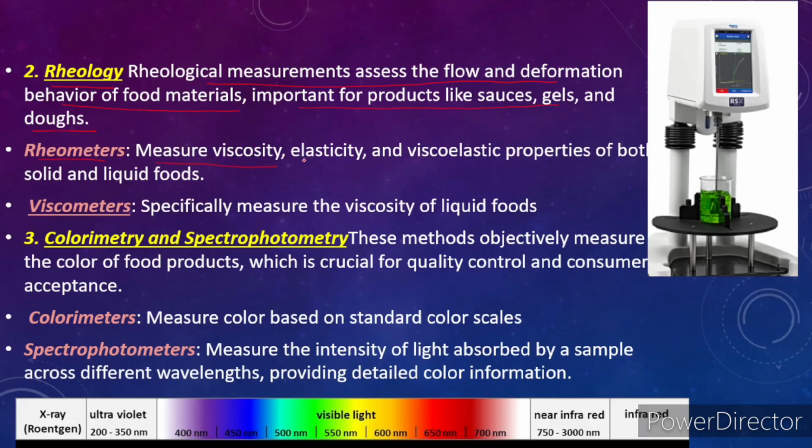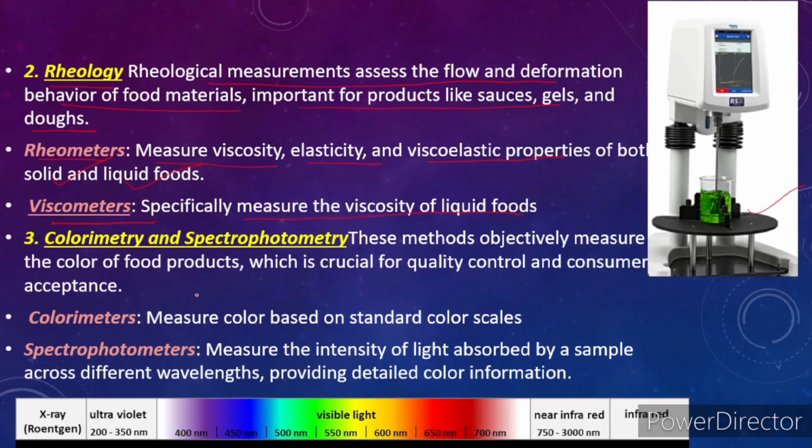Rheometers measure the viscosity, elasticity and viscoelastic properties of both solid and liquid foods. What is viscosity? Viscosity is a measure of a fluid's resistance to flow. Water has a lower viscosity, 1.0 centipoise, whereas honey has a higher viscosity, around 12 centipoise. Viscometers measure the viscosity of liquid foods.